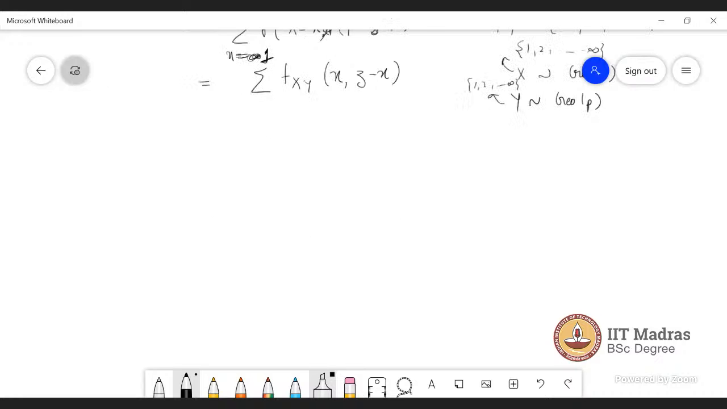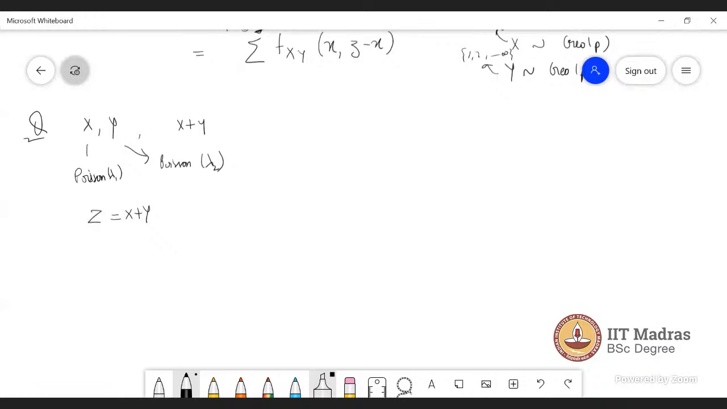Again, if you have two random variables x and y, and you have to find the distribution of x plus y, where x is Poisson with parameter lambda 1 and y is also Poisson with parameter lambda 2, then the distribution of z equals x plus y comes out to be Poisson with parameter lambda 1 plus lambda 2. You just have to add those parameters.